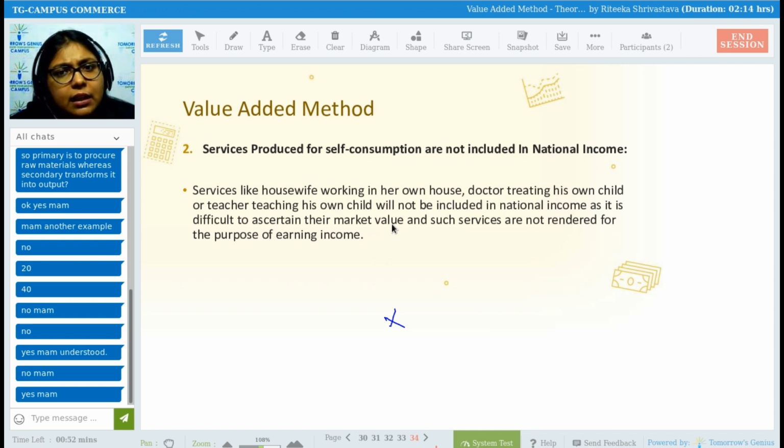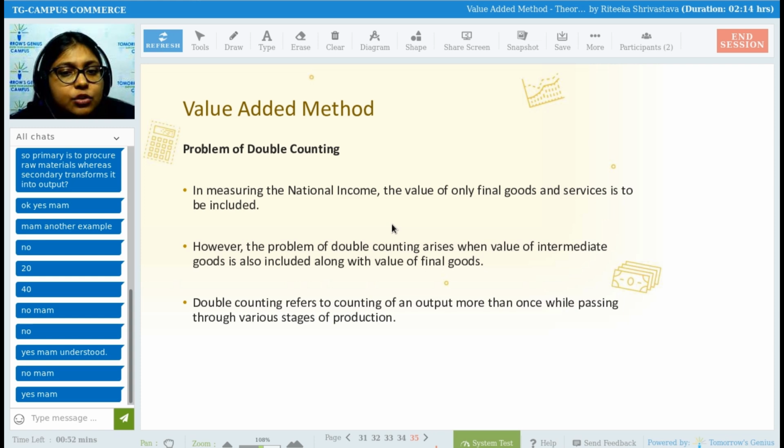If my mother is a teacher, she teaches me, I will not pay her. So again, those services I cannot pay for, so that will not be included in national income. That is why we say goods produced for self-consumption will be included in national income, but services produced for self-consumption will not be included in national income.